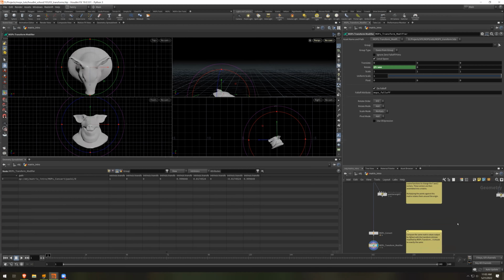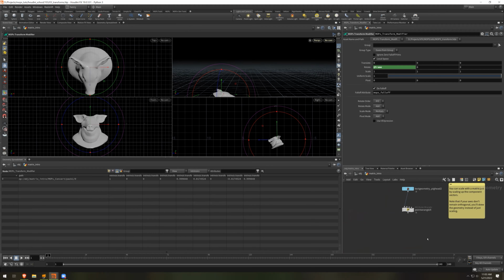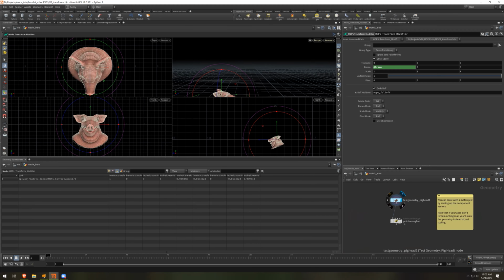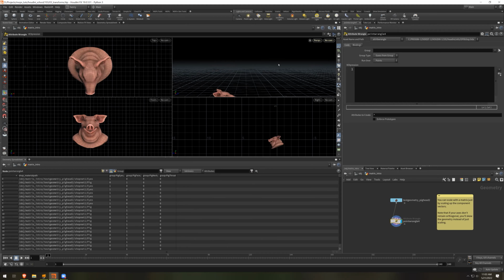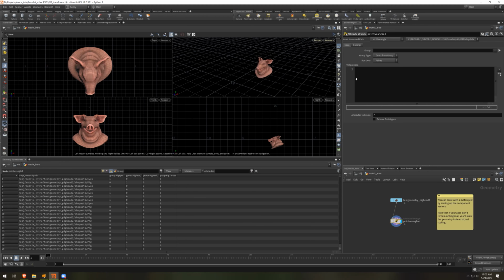Okay, let's do one more here. I want to talk really briefly about scale as well. So we've got another pig head here, and then another wrangle. And what we're going to do is build up a matrix and scale it instead of just rotating.